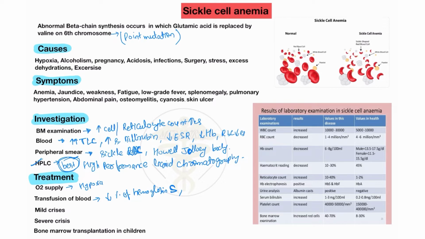There are two types of crisis that occur in a patient of sickle cell: mild crisis and severe crisis. When a patient has a mild crisis, then we will provide NSAIDs.